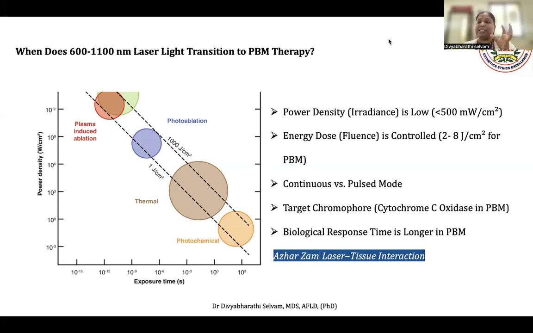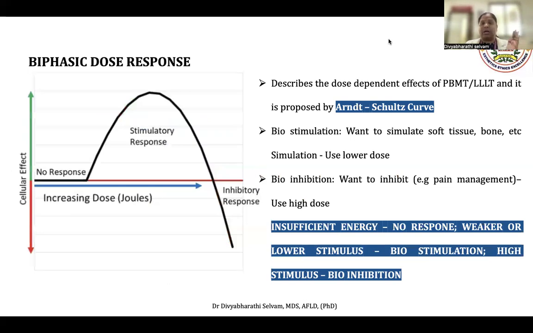The target is cytochrome C oxidase and the surrounding cell membranes, and the biological response time is going to be longer in PBM therapy compared to other treatments because the dosage is very minimal. This dose-dependent effect of PBM was proposed by the Arndt-Schulz curve: with insufficient energy there is no response; with a weaker or lower stimulus you can expect biostimulation. When the dosage is really high, you will see an inhibitory, worsened effect. So be very specific about the ideal parameters for the tissue you are working on and the effect you are working for.